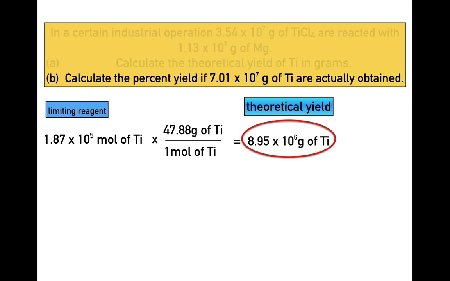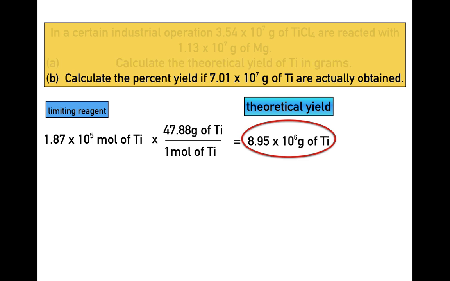So part B. Okay, I've finished part A. This is my theoretical yield. If this reaction were to go perfect and every single atom of titanium chloride and magnesium were to combine and react, then this is exactly how much I would get in the perfect 100% reaction.